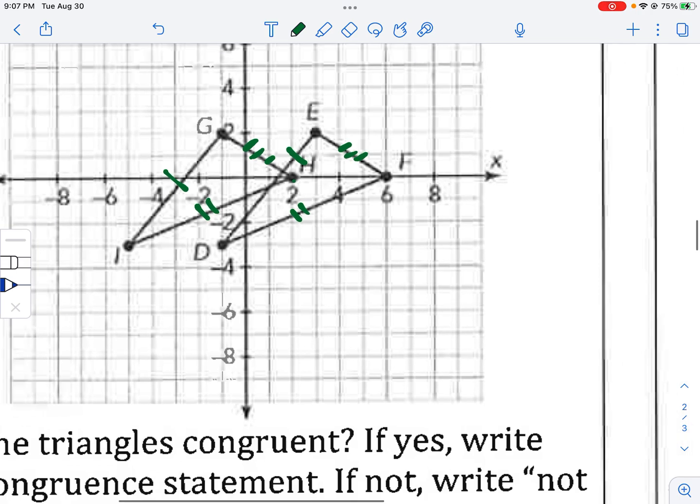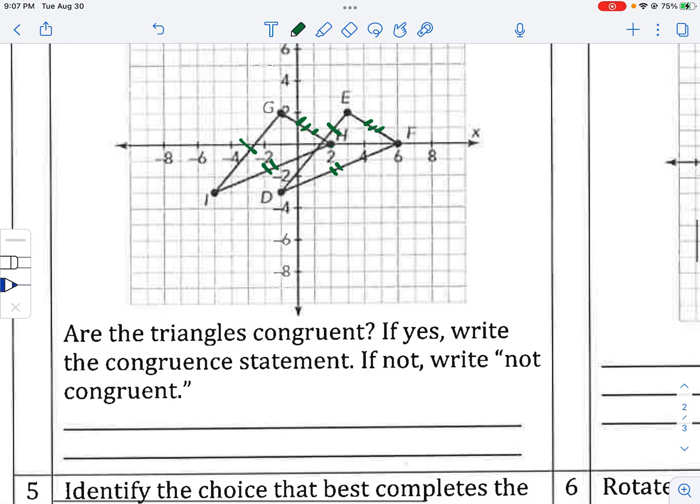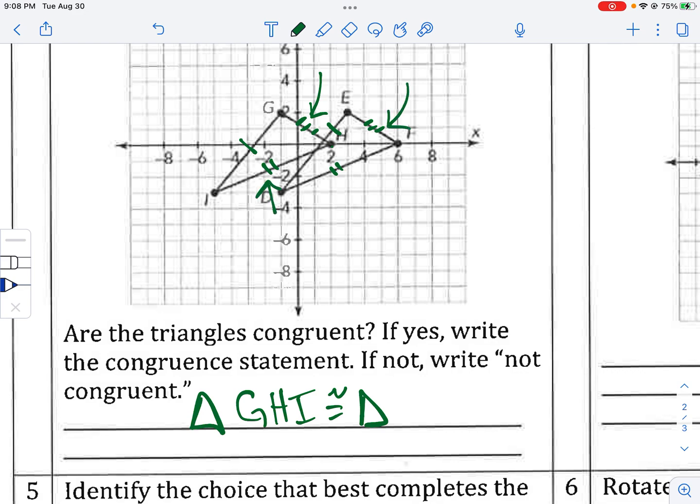So if I was going to make a congruent statement, triangle GHI is congruent to. You look at GHI. GH has 3 and HI has 2. EF has 3. FD has 2. So that means it's going to be EFD.